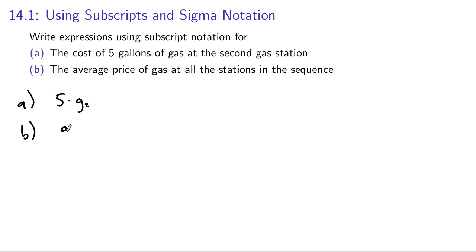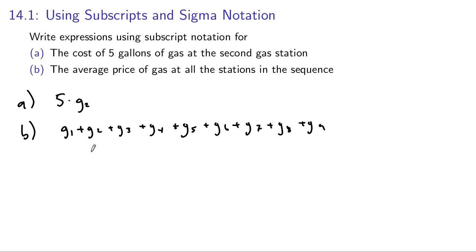So we could write G sub 1 plus G sub 2 plus G sub 3 plus G sub 4 plus G sub 5 plus G sub 6 plus G sub 7 plus G sub 8 plus G sub 9, the entire sum divided by 9. Now that's very annoying to write all that out.